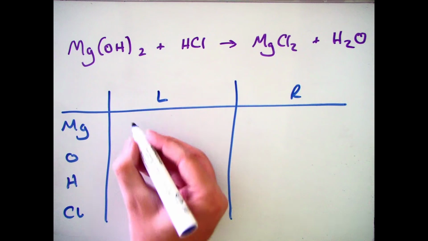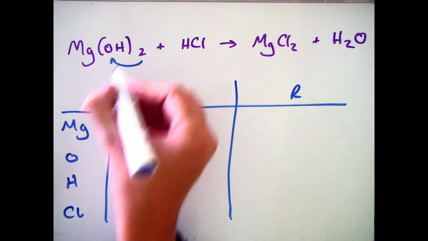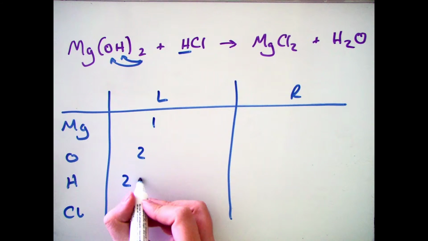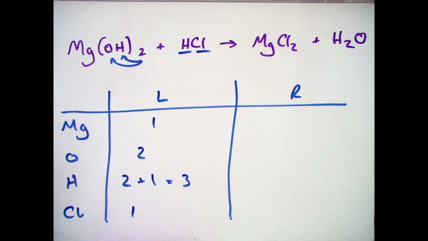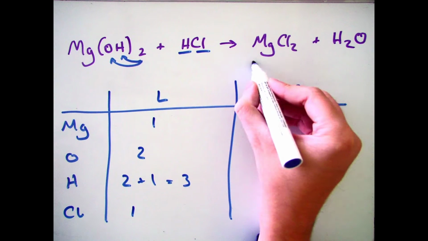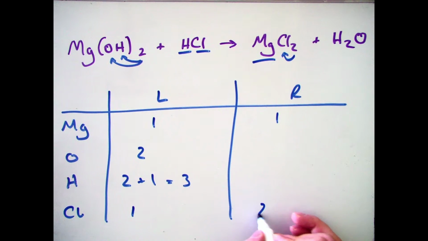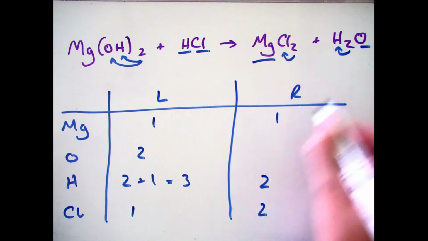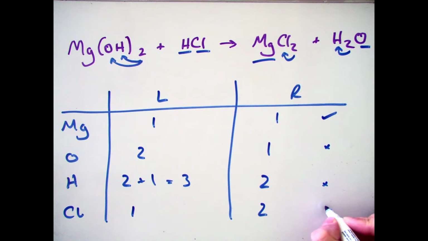So I've got 1 magnesium. As I showed you before, I've got 2 oxygens. I've got 1 hydrogen in the bracket multiplied by 2, and then I've got 1 in my HCl, so I've got 3 in total. Chlorine, I've just got the 1. And then on the right hand side again I've got 1 magnesium, 2 chlorines, 2 hydrogens, and 1 oxygen. So the only thing balanced at the moment is my magnesium; the oxygen, hydrogen and chlorine are not.